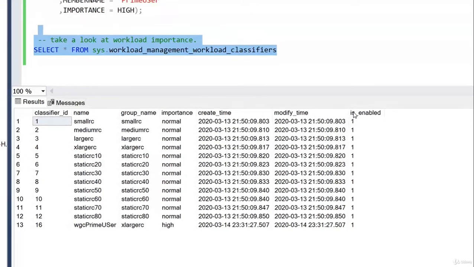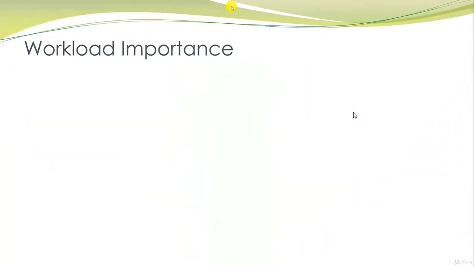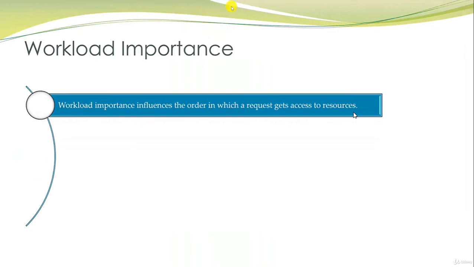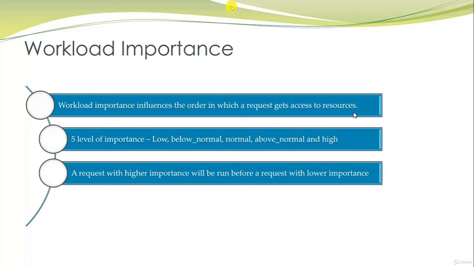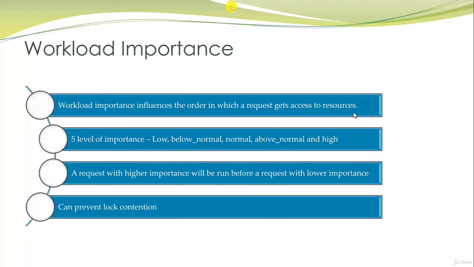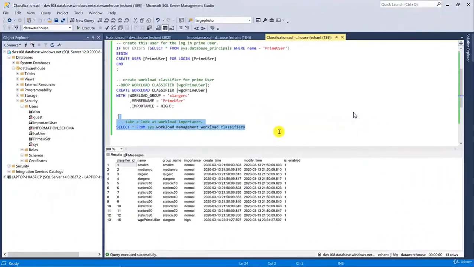Now let's go ahead and look at workload importance. Workload importance influences the order in which a request gets access to resources. On a busy system, a request with higher importance has first access to resources. Importance can also ensure ordered access to locks. You have 5 levels of importance: low, below normal, normal, above normal, and high. A request with a higher importance will be run before a request with a lower importance, and this can prevent lock contention.